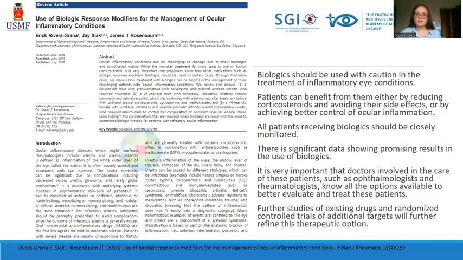There is significant data showing promising results in the use of them. It's very important that doctors involved in the care of these patients, such as ophthalmologists and rheumatologists, know all the options available to better evaluate and treat these patients. Further studies of existing drugs and randomized controlled trials of additional targets will further refine this therapeutic option.